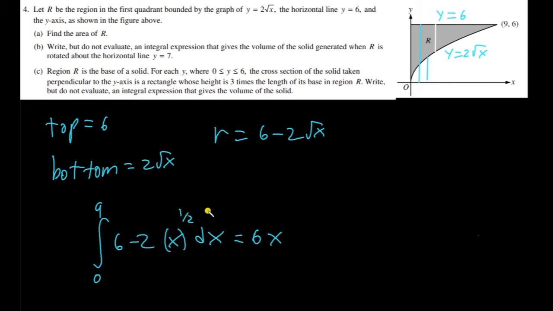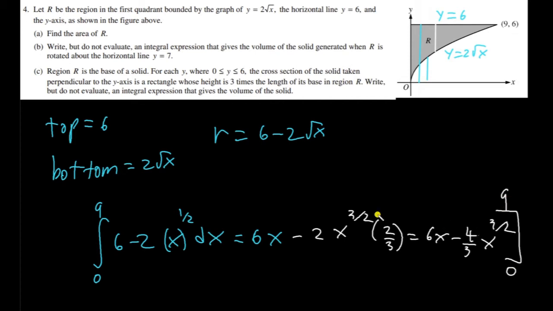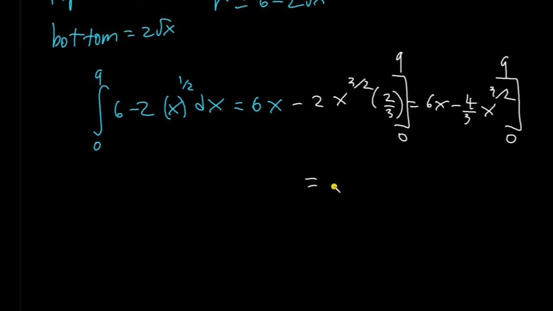So I need to add 1, I'll get 3 halves, and I'll multiply by the reciprocal, so it'll be minus 2x to the 3 halves times 2/3, which is 6x, minus 4/3 x to the 3 halves. Okay? So now all we've got to do is take this and evaluate it from 0 to 9, which are our bounds. Mark that here too, 0 to 9. Okay? So what's it going to be? It's going to be 6 times 9 minus 4/3 times 9 to the 3 halves.